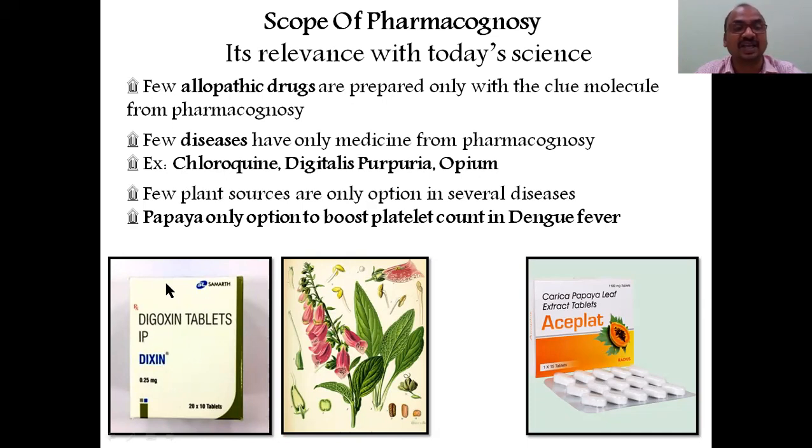I have told you, these digitaxin tablets are obtained from Digitalis purpurea, and opium. There is no synthetic opium. Few plant sources are the one and only option for several diseases, like dengue fever. Papaya leaf extract. See here, papaya leaf. Carica papaya leaf extract is the one and only option for platelet boosting. Otherwise, platelets will fall down like anything in dengue fever. There is no allopathy answer to boost it up. They will only say to eat papaya leaf. See, again they are dependent.